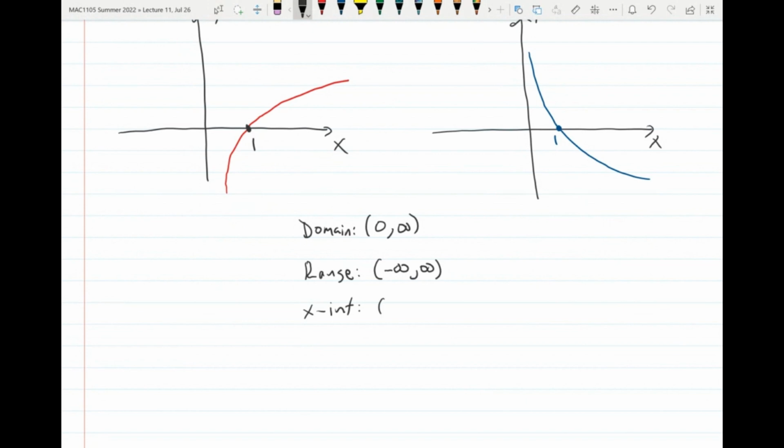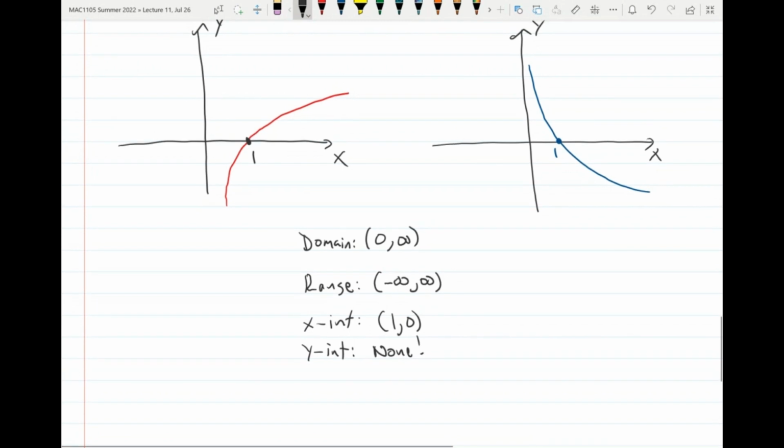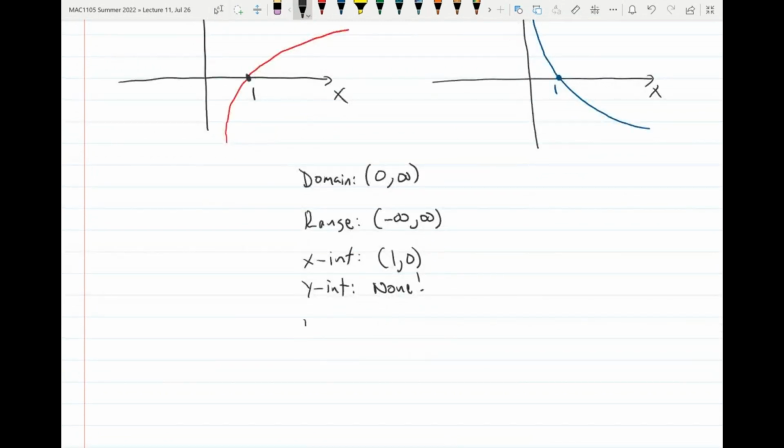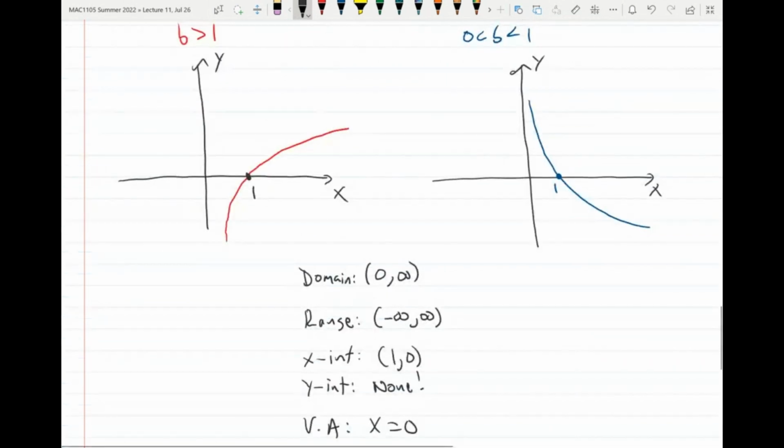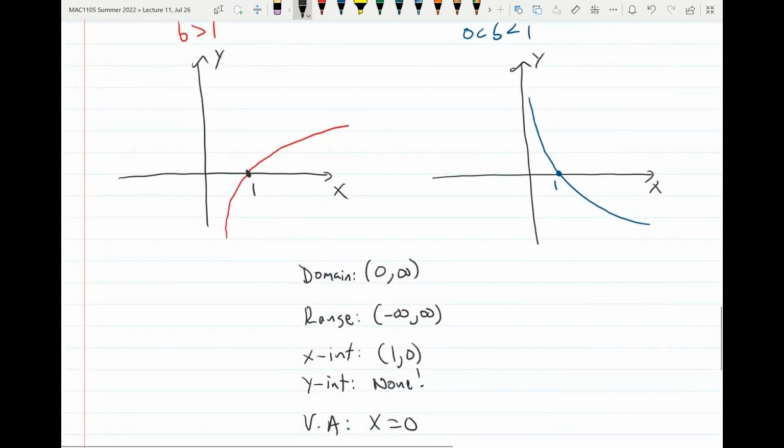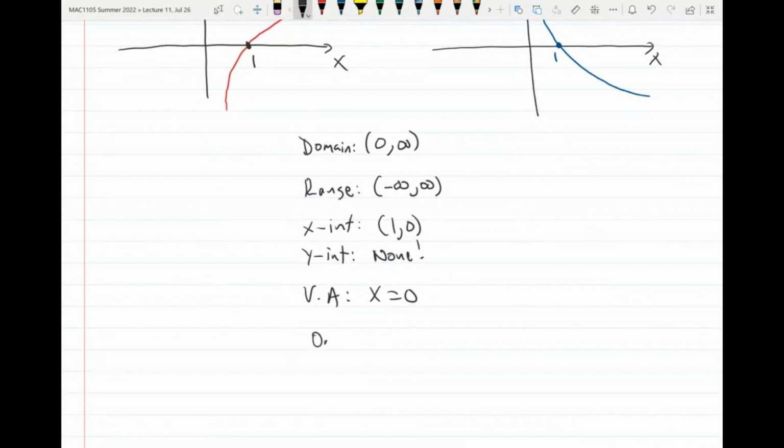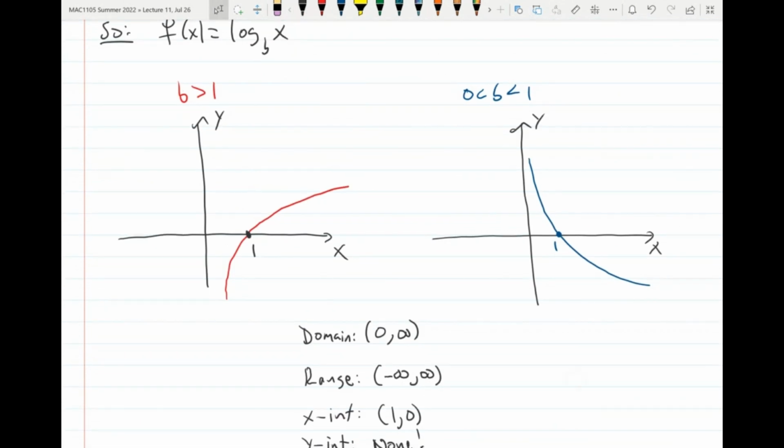How about the x-intercept? What's the x-intercept? 1, 0. What's the y-intercept? There's no y-intercept, none. Do we have an asymptote? We have a vertical asymptote. What is it? The line x equals 0. There's no symmetry. It's one to one, so they're both one to one. I think that's the most general thing that we can say about both at the same time.